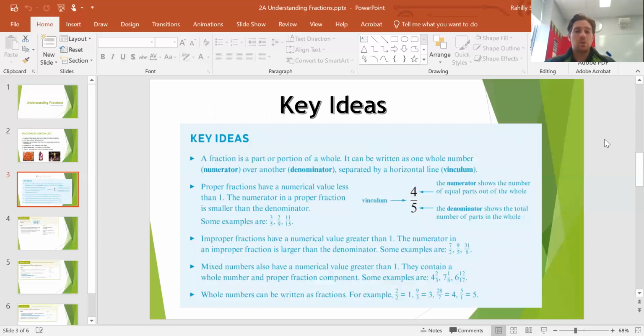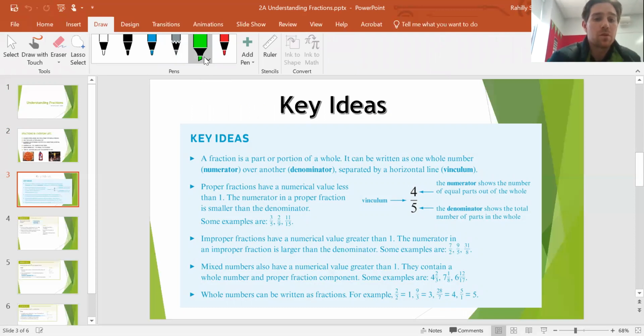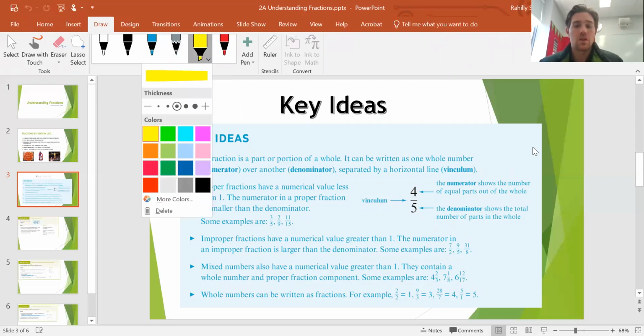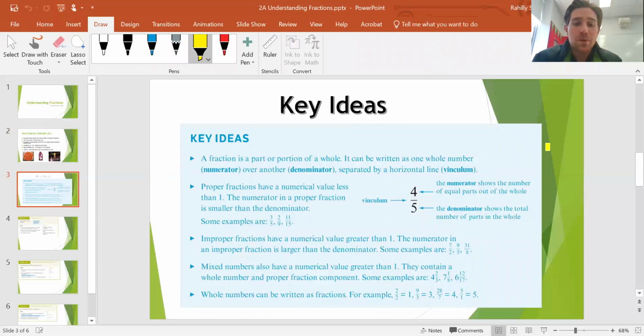Much like we did last time we were learning remotely, I want you to copy these key ideas, the things that I've highlighted. I want you to copy them into your exercise books once the video is done. Okay, so a fraction is a part or portion of a whole. It can be written as one whole number over another. So the numerator over the denominator, separated by a horizontal line. So that's it here. The numerator over your denominator. That's saying we've got 4 parts of 5. So the numerator shows the number of equal parts out of the whole. The denominator shows the total number of parts in the whole. Okay, so I want you to copy that in.